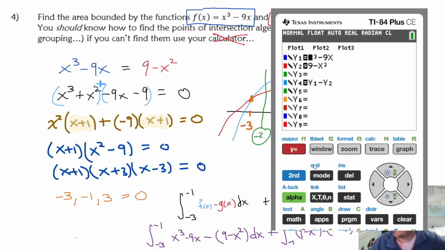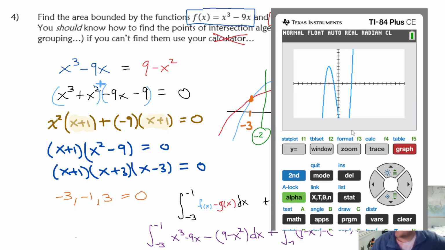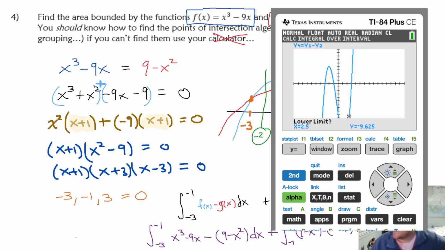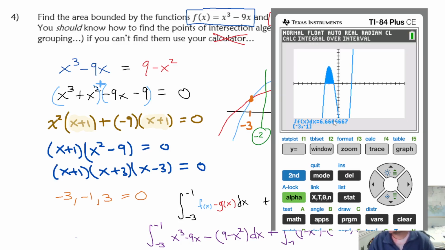So now you might want to turn the other functions off by highlighting the equal sign and pressing enter. Now if you hit graph, you only see the one thing, and I want that first chunk of area. So I'm going second calc, choosing option 7 for the integral, and my lower limit is -3, I press enter. My upper limit's -1, I press enter, and I'm getting 6.666.